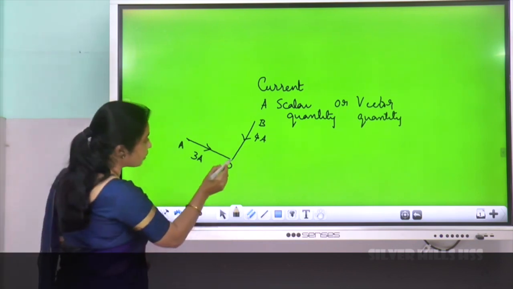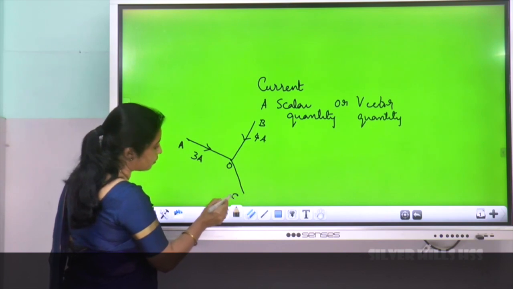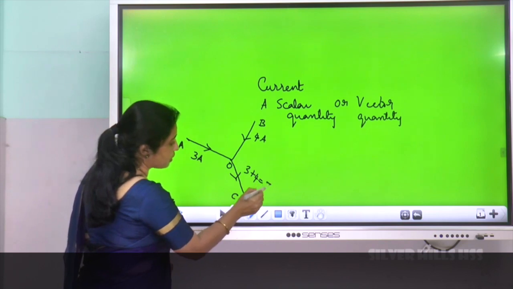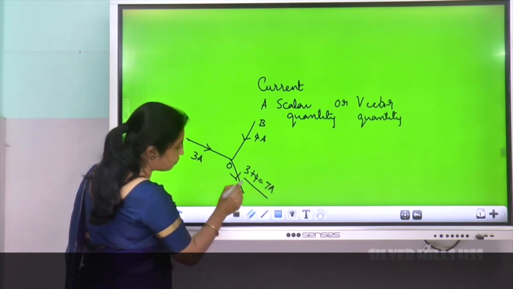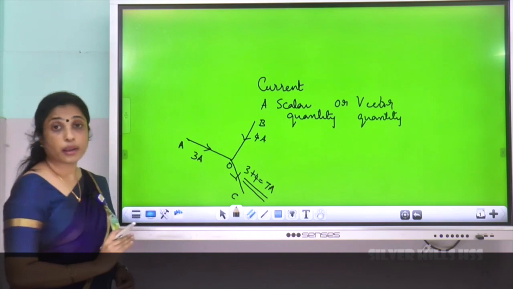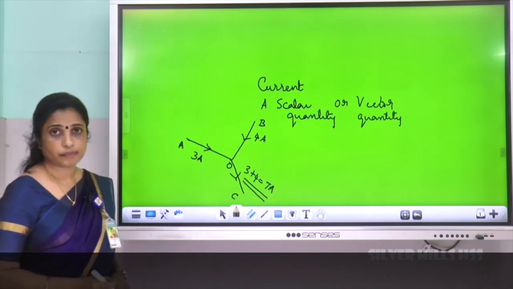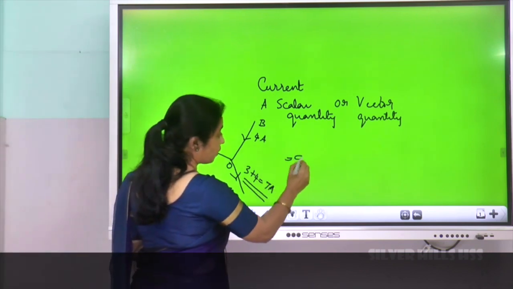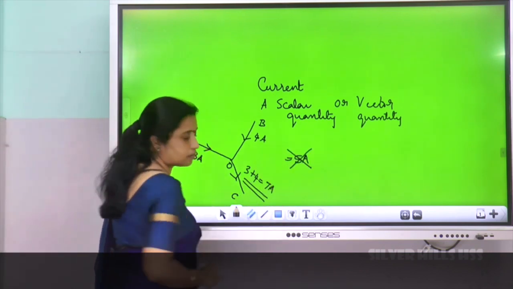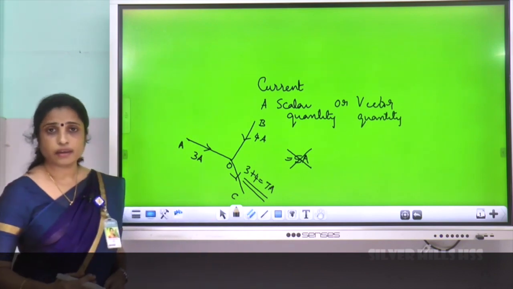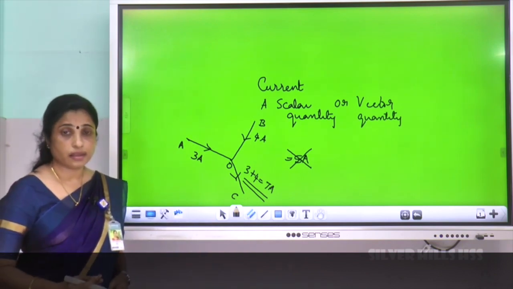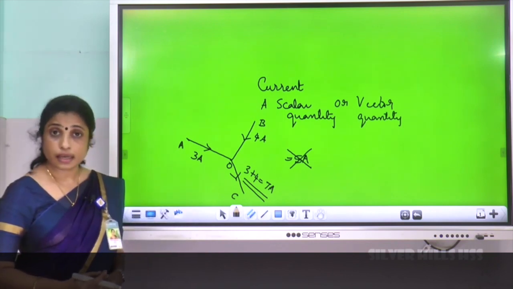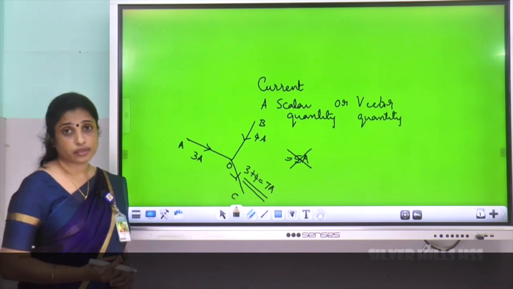Now, the current coming out through this, let me call it as OC, is equal to 3 plus 4, which is equal to 7 ampere, which is totally based on scalar addition and not at all on vector addition. If it was on vector addition, then the result would have been 5 ampere, which is not happening here. So, current can be very well categorized under scalar quantity. So, from this it is very clear that current is a scalar quantity and not at all a vector quantity.